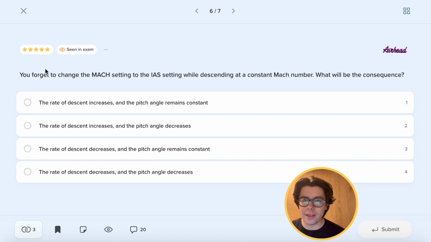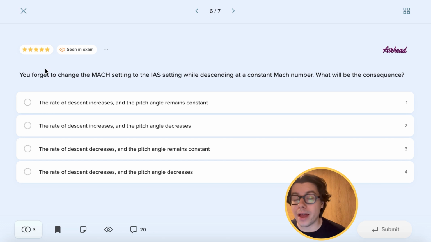If you like the numbers, there is a very easy formula that you can remember, and that is for your gamma, your descent angle: drag minus thrust divided by the weight. So as you increase your CAS, of course, your drag will also increase. So the excess drag increases, meaning your descent angle increases.